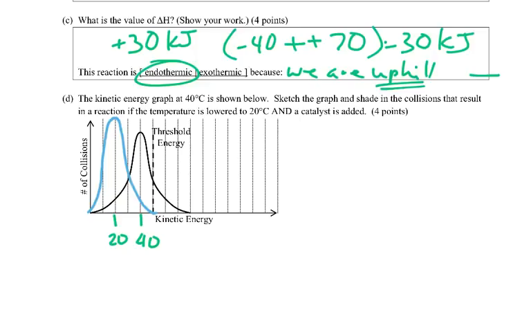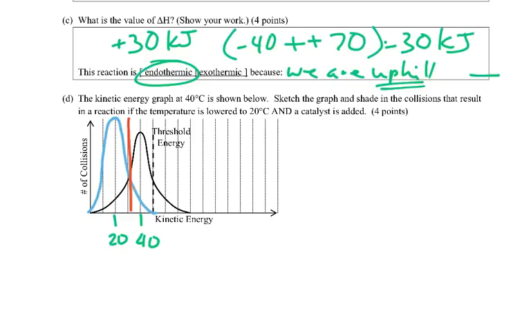And I'm going to add a catalyst, which means move the threshold energy down, and I can move it down as much as I want to, just anything to the left of this line here. So I'm just going to move it over to here. Okay, and it says shade in the particles that are going to be able to react.